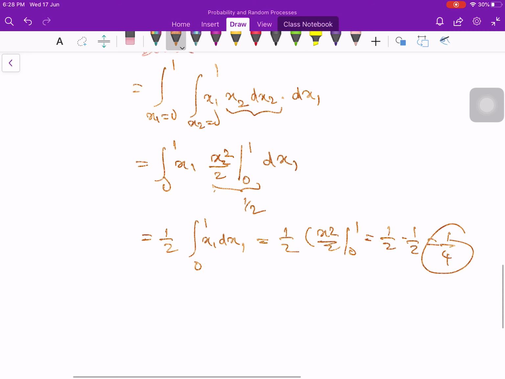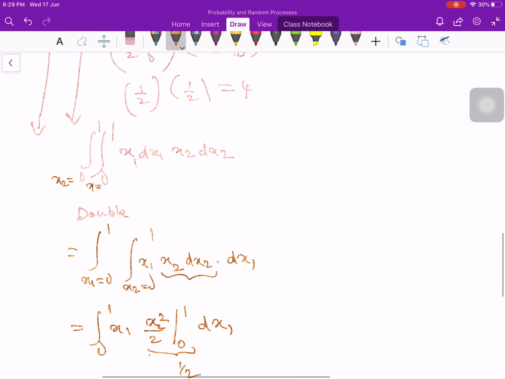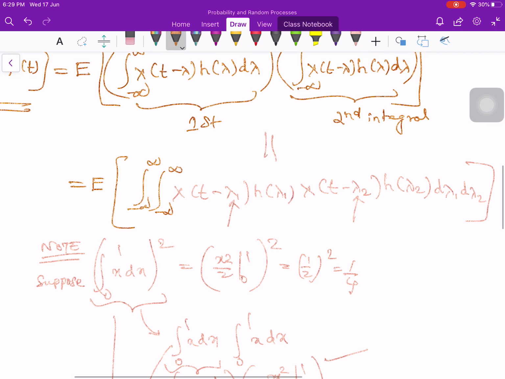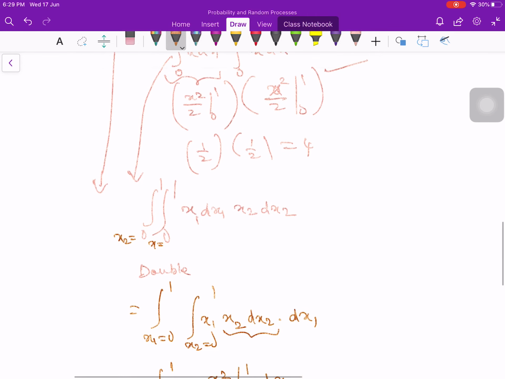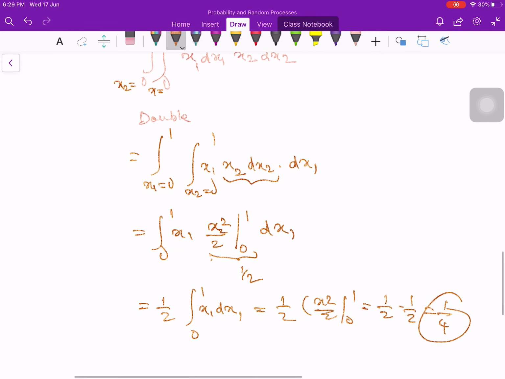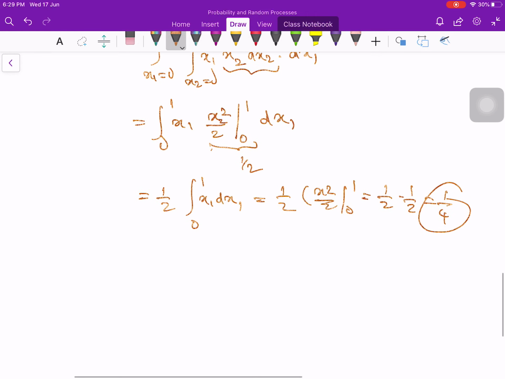Okay, so in this previous expression we used two variables, lambda 1 and lambda 2. You can ask me why I am using two variables, lambda 1 and lambda 2, and a double integral here. It is because I am going to find this in terms of the autocorrelation function. For the autocorrelation function we need two time instants, so that is why we have chosen two time instants, lambda 1 and lambda 2.